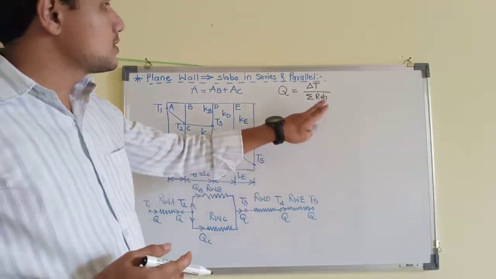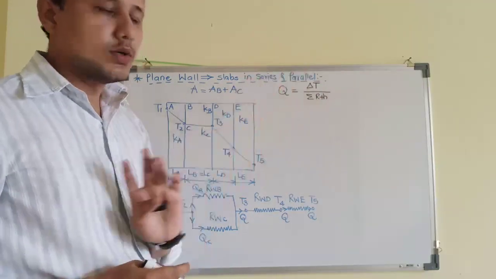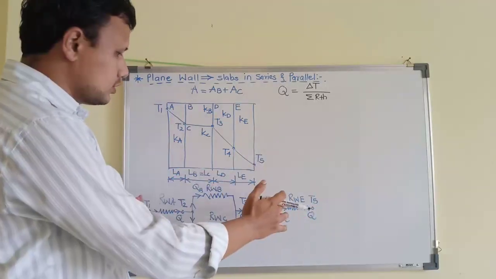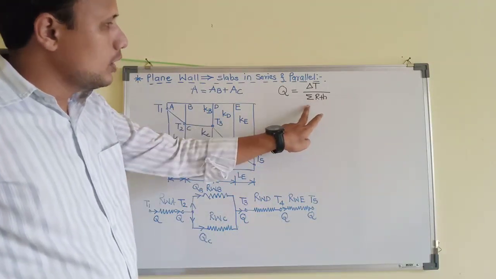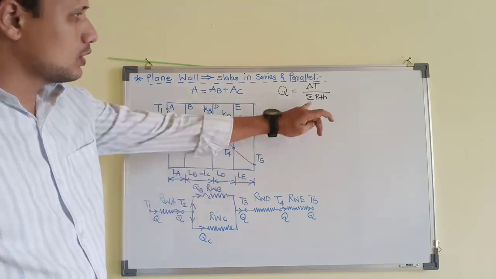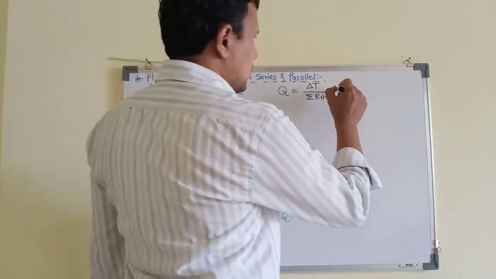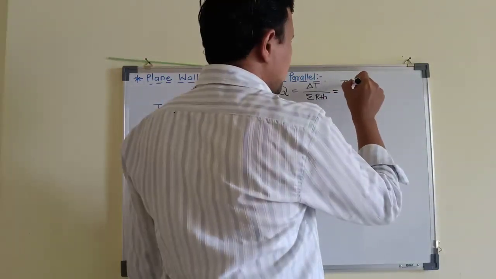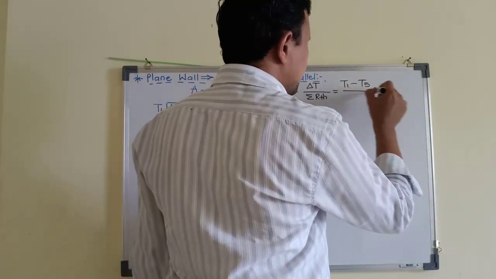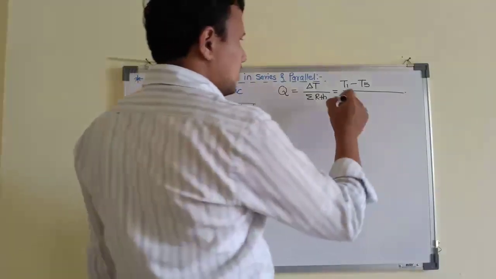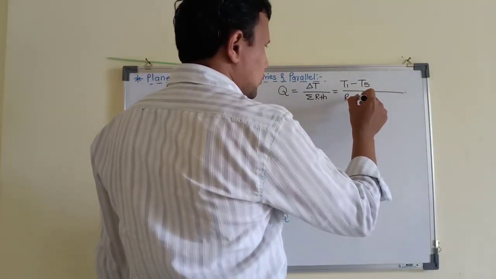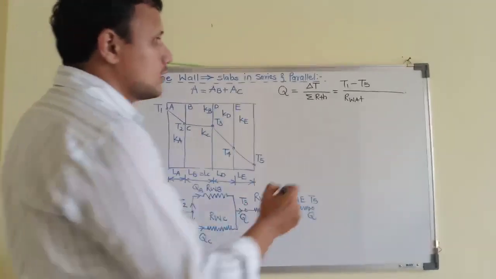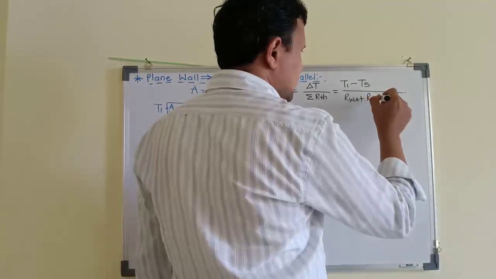Now the question comes: what is delta T, and what is the total thermal resistance in the path? Whatever delta T we choose for that particular junction, up to that point we have to write the total thermal resistance. So now we are considering total delta T, so we can write simply T1 minus T5 divided by the resistance of wall due to A, plus here we have to write down the equivalent thermal resistance.